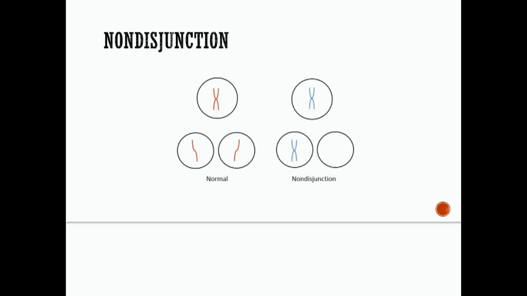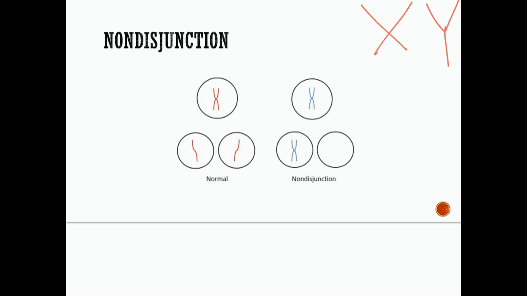Non-disjunction occurs when chromosomes do not separate correctly during cell division. The resulting daughter cells will either be missing or have extra copies of a chromosome. This picture compares a normal cell division to cell division in which non-disjunction has occurred. Some chromosomal abnormalities occur in the sex chromosomes, and we represent the sex chromosomes by X's and Y's, okay?